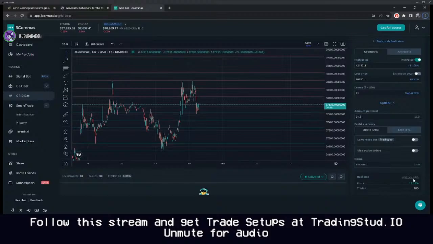So the grid that I've got set up right now, the way it's set up for the last 120 days, it would be 15.16%. It would have made 700 trades.